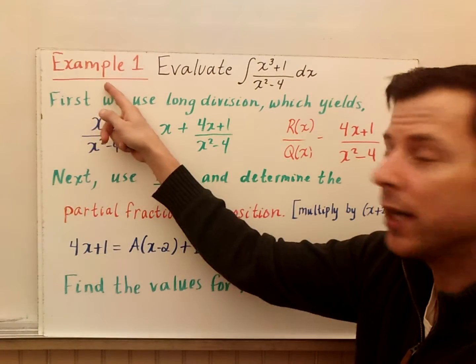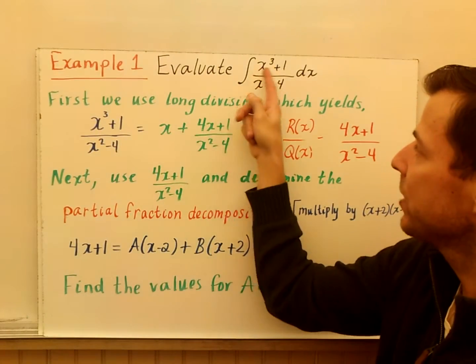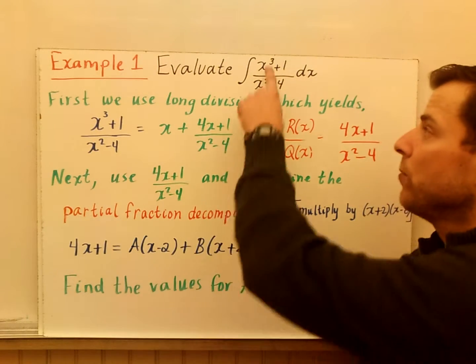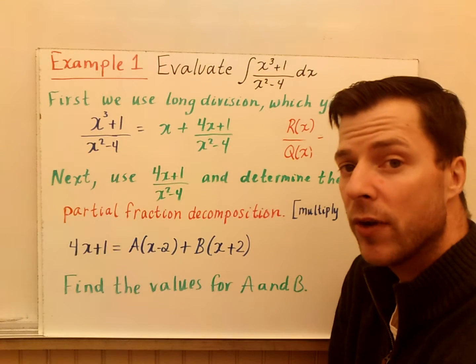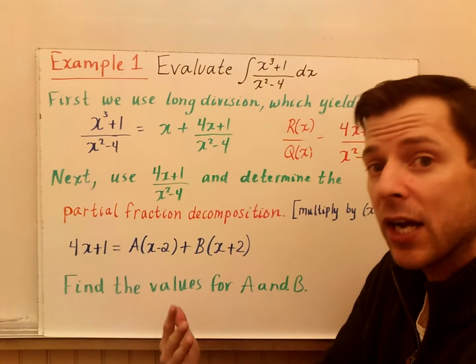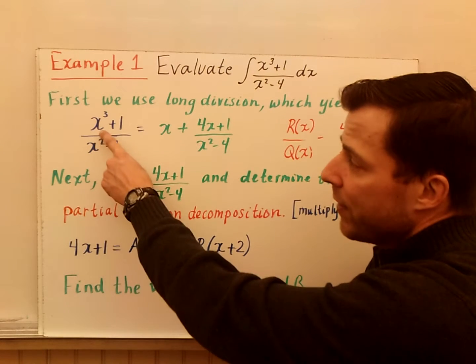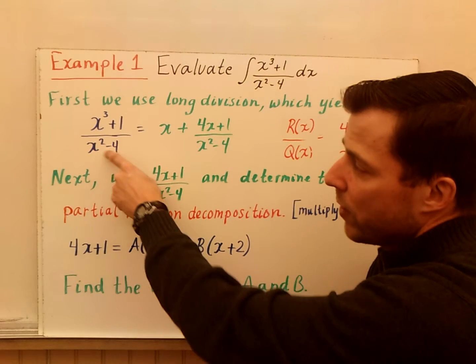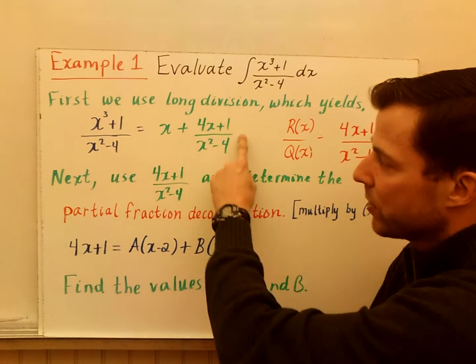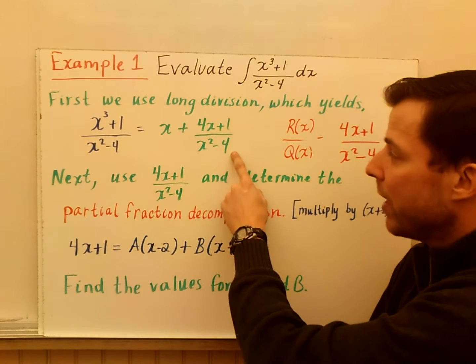Okay, example 1. Evaluate the integral of (x cubed plus 1) over (x squared minus 4) dx. So the numerator has a larger power, so we're going to go ahead and perform long division, which you should know how to do by now. So we have x cubed plus 1 over x squared minus 4. When you polynomial divide that, you get x plus (4x plus 1) over (x squared minus 4).